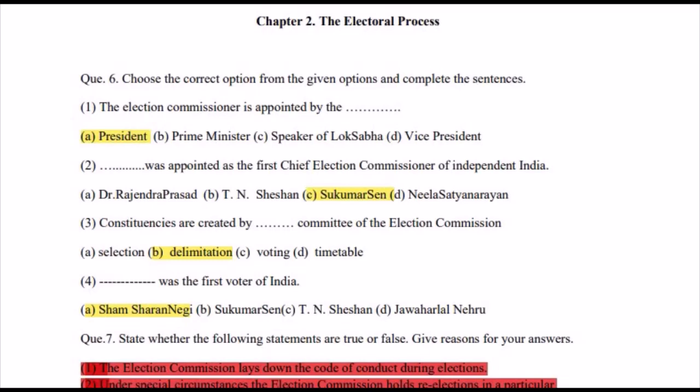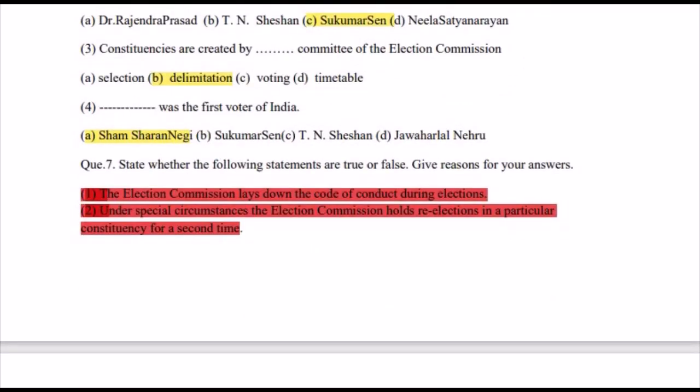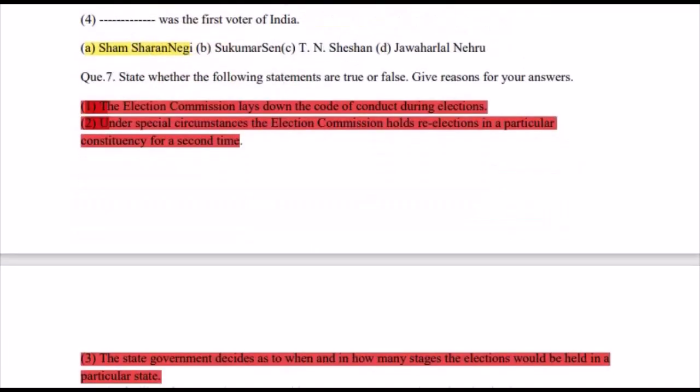Now, this leads to the next question, that is state true or false. For true as well as false, you need to give reason. The first question is, the Election Commission lays down the code of conduct during election. And the answer is true.